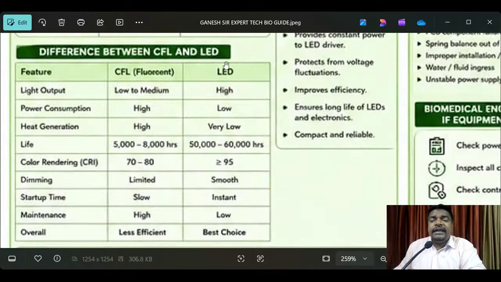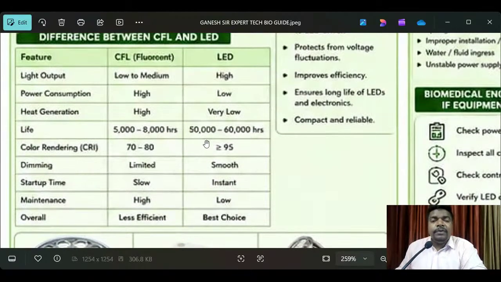Difference between CFL and LED. Features: CFL means fluorescent, and LED means light emitting diodes. Light output: CFL is low to medium, and LED is high. Next, power consumption: CFL is high, LED is low. And heat generation: CFL or fluorescent is high, while LED is very low. These are the variations, very important for every biomedical engineer to know.